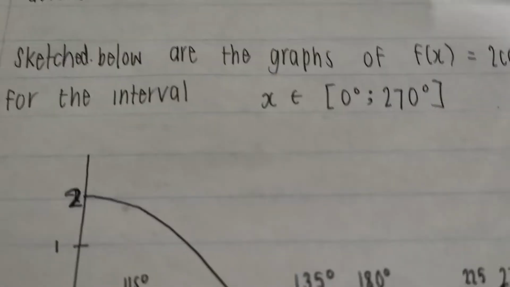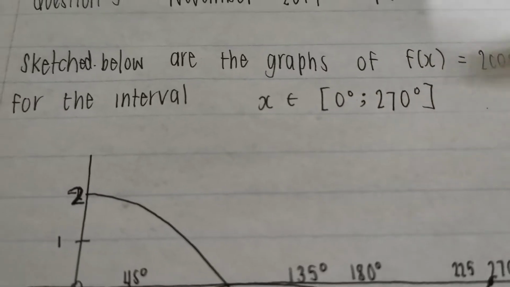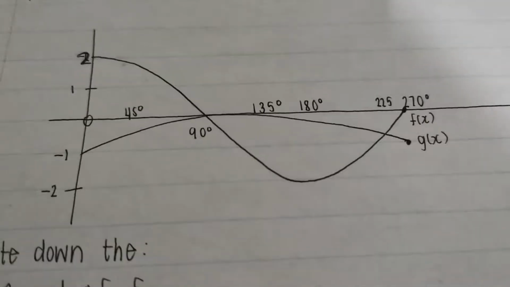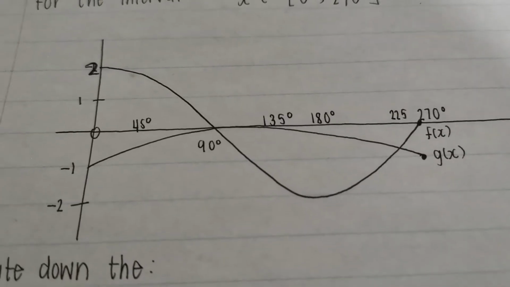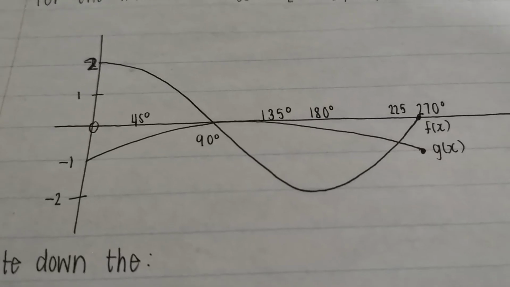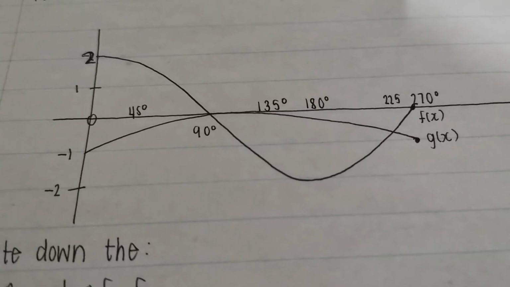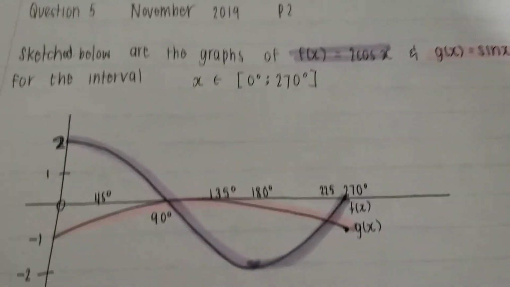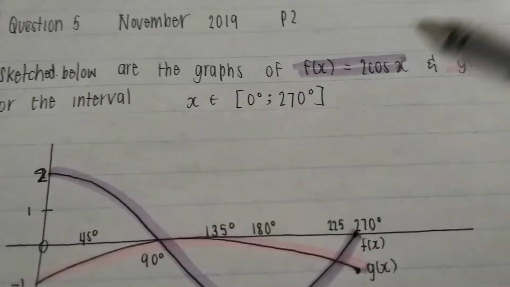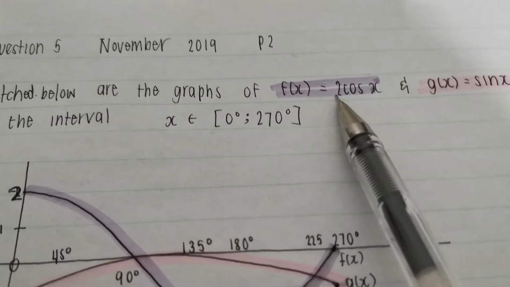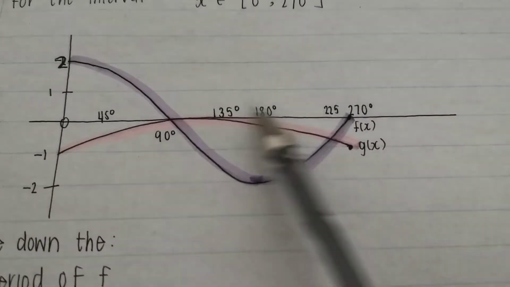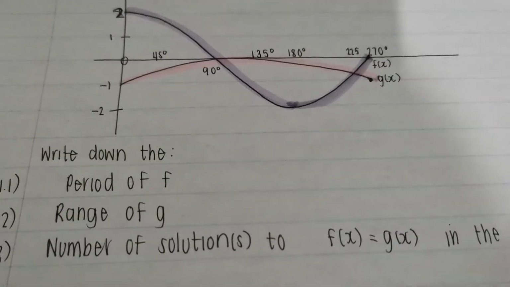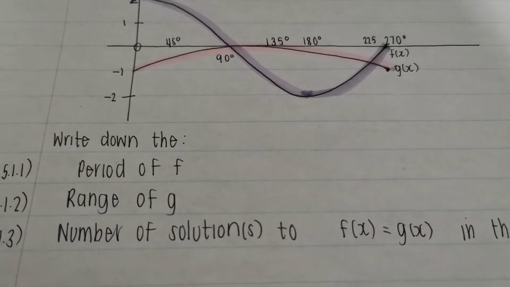Okay, for the interval, x is an element of 0 to 270. So they're telling us only from 0 till 270 degrees. All right, there are the graphs. What I want you to do first when you see this question is highlight each of your graphs in a different color. So let me do that. Okay, so I highlighted them. I highlighted my f in purple, and I highlighted it there as well, purple, so that I know its formula. And I highlighted my g in pink. There it is, g is in pink. The first question says, write down the period of f.